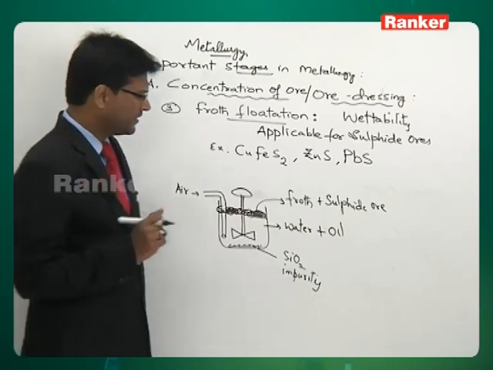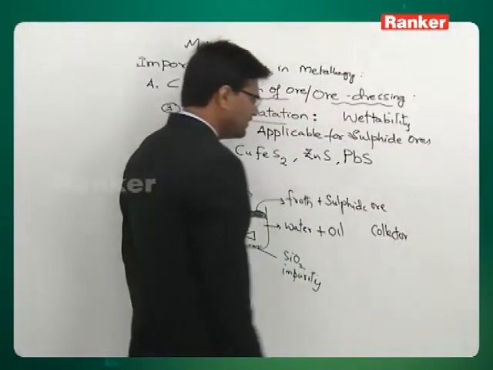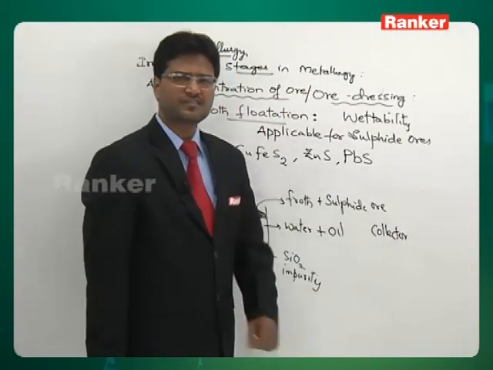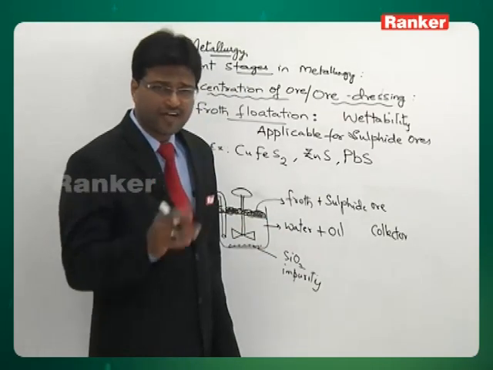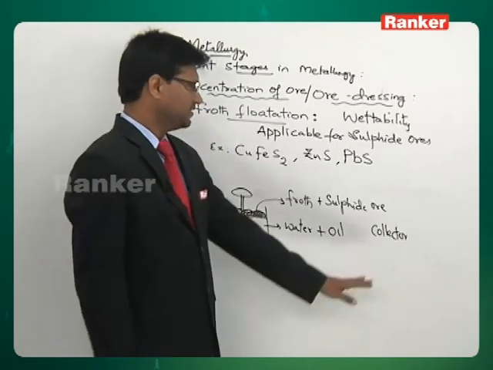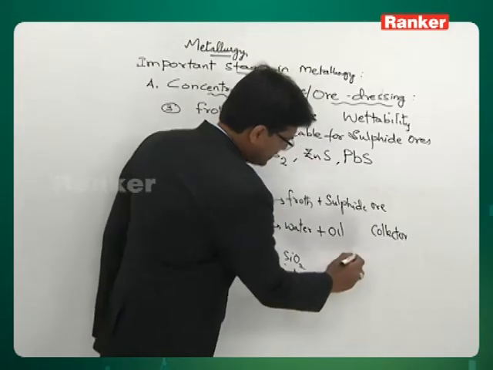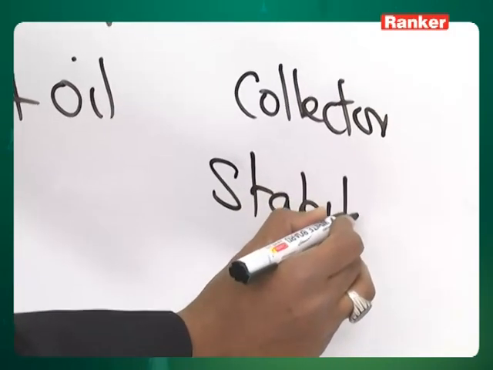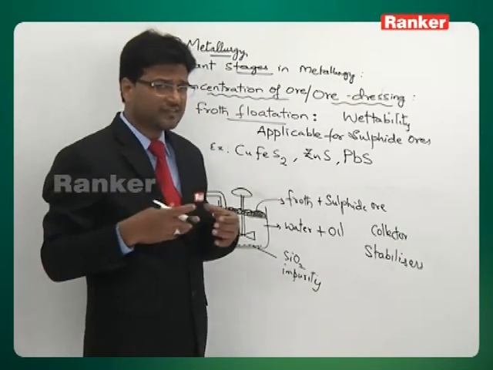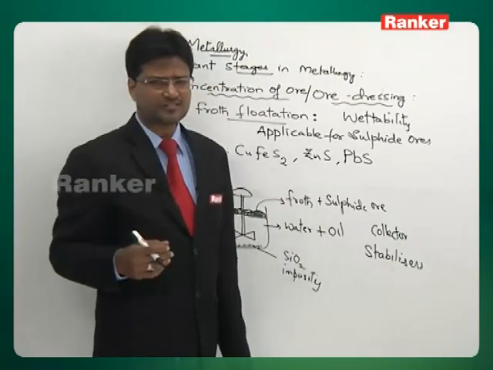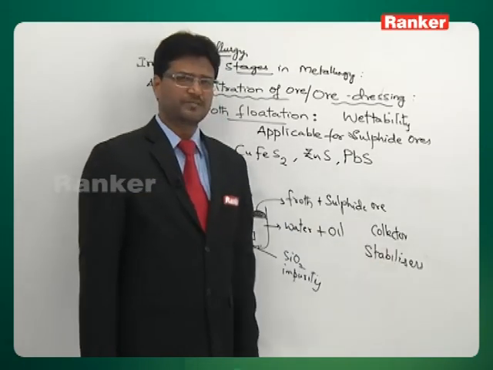Here you need to be familiar with some important terms. Collector. Collector is a substance which increases the wettability of ore with the oil. Fatty acids and pine oil are used as collectors. Then you have stabilizers. Stabilizers increase the stability of froth. Phenols, cresols, especially aniline, cresols, are used as stabilizers here.